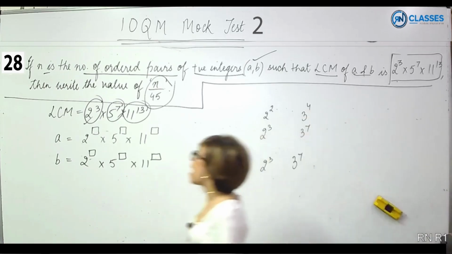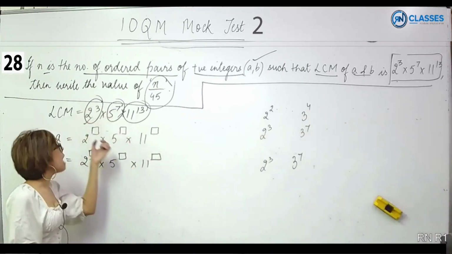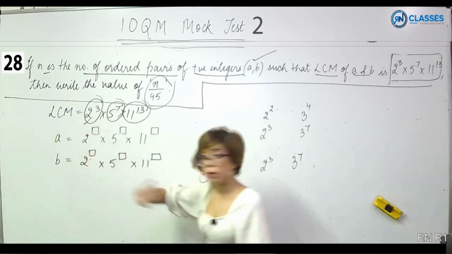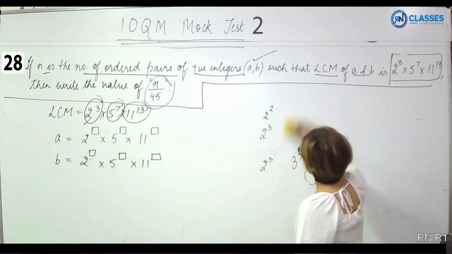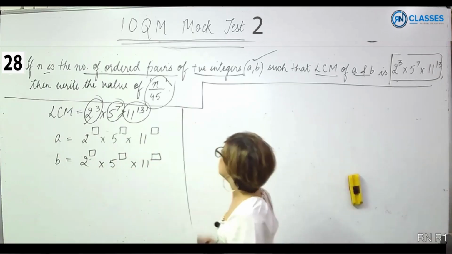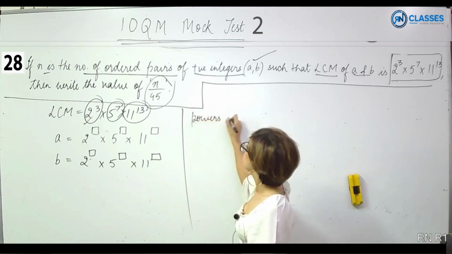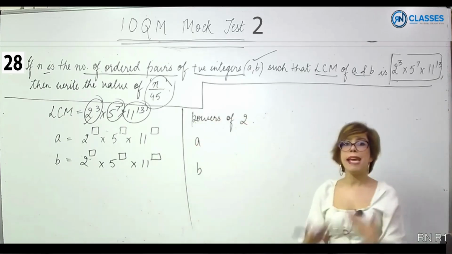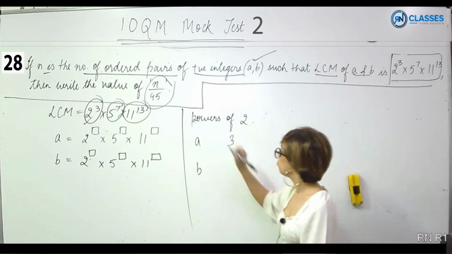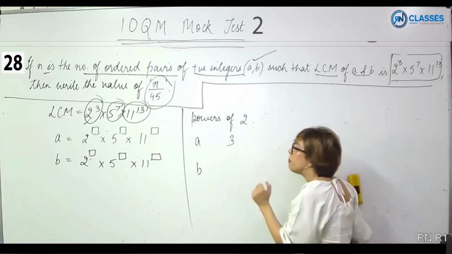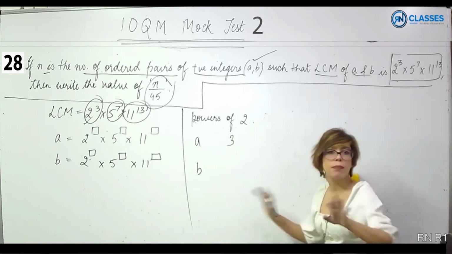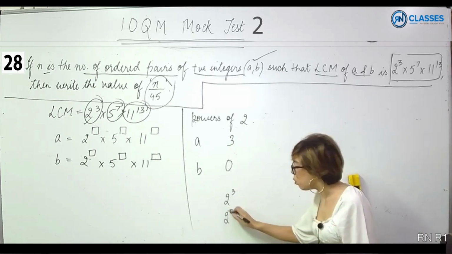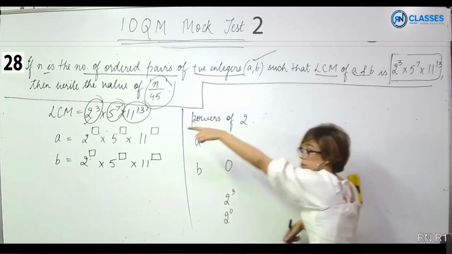Now he says in the LCM I have 2 raised to 3. That means the higher power has to be 3. Either it can be here or it can be here. Interesting. So let me talk about powers of 2 only, in A and B. So maybe A has the highest power, which is 3. Corresponding to this, there might be a case where B does not have any power of 2, but it can be there. Because if I have 2 raised to 3 and 2 raised to 0, obviously in the LCM I will take 2 raised to 3.